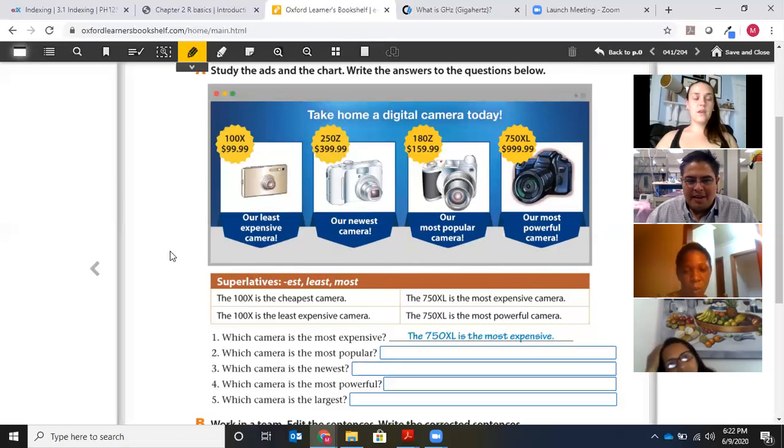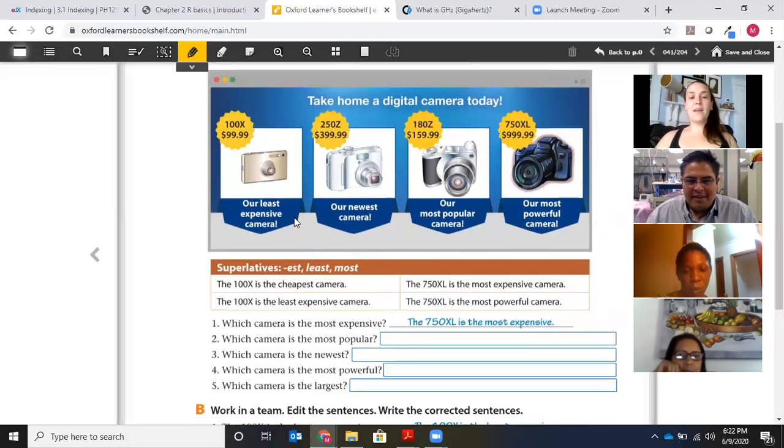Okay? So do we kind of see a pattern here about which ones get a suffix added to it and which ones get a word in front of it? It has something to do with the syllables. Let's think about it. What's this one? Newest. What's the root word here? New, right? One syllable.